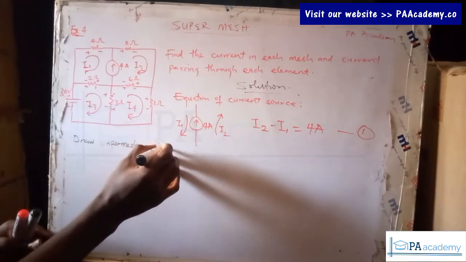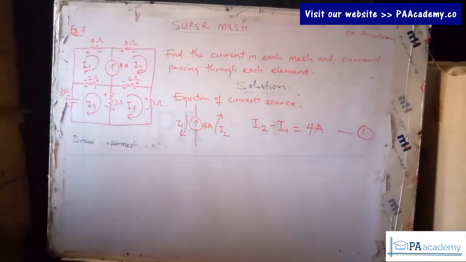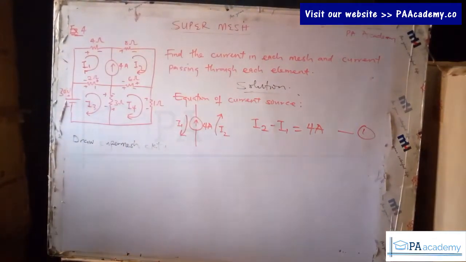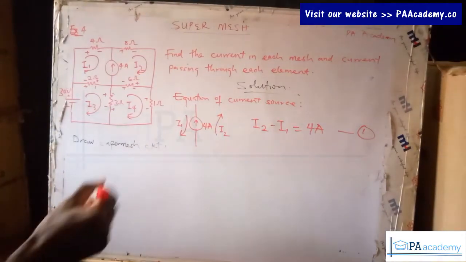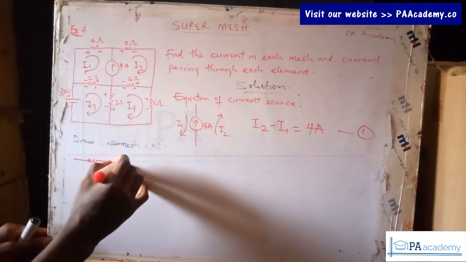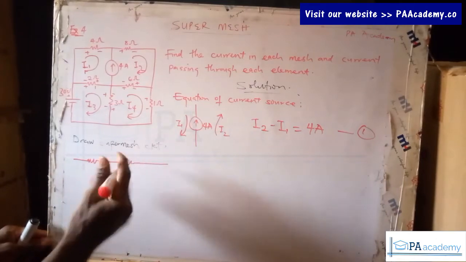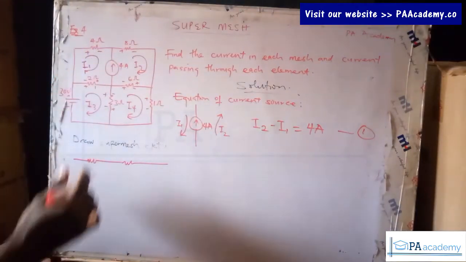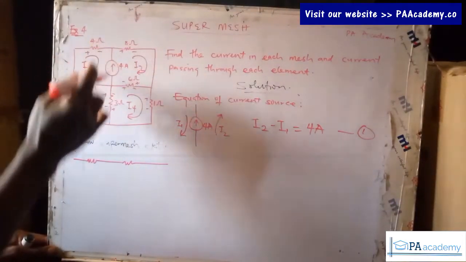Let's draw a SuperMesh circuit. That CKT is just my own abbreviation of circuit. Okay, so the pens are still not working. Alright, let's just continue. It's going to look like this. And don't forget, like I said, if you are drawing your SuperMesh circuit, you omit the current source and whatever element is on that particular branch.